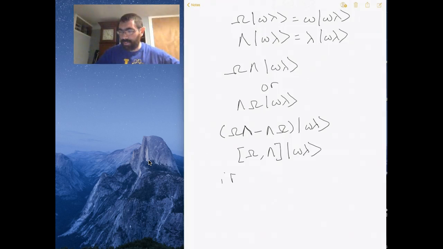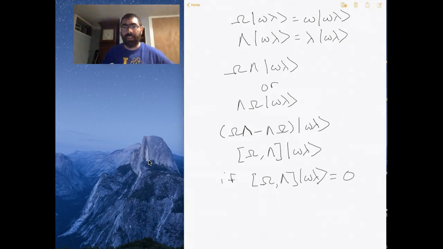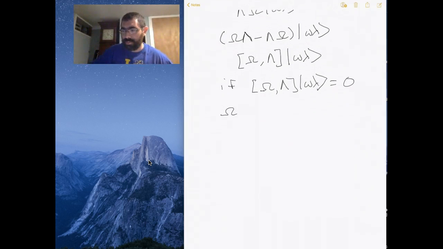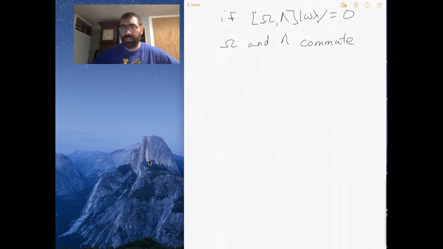If this operation is equal to 0, then we can say that these two variables, these two operators, lambda and omega, commute. Another way of saying it is that the order is independent. It doesn't matter which one I operate first, omega first and then lambda, or lambda first and then omega. The order of operation doesn't matter.